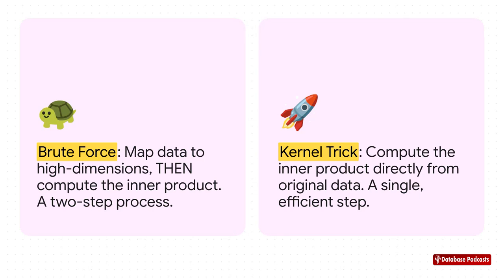So let's just break that down. The brute force way is this slow 2-step process. First, map everything to the high-dimensional space. Then, compute the inner product. But the kernel way, you just compute k of x, z directly on the original data. One simple step to get the exact same result. That's what makes this whole idea practical.